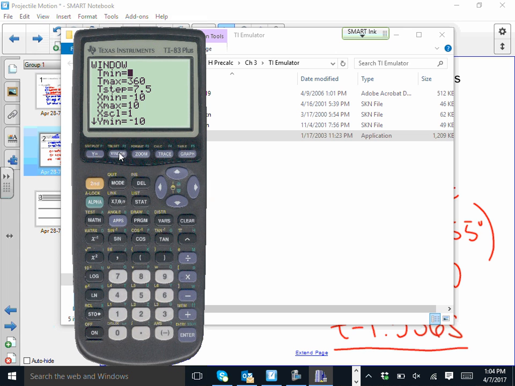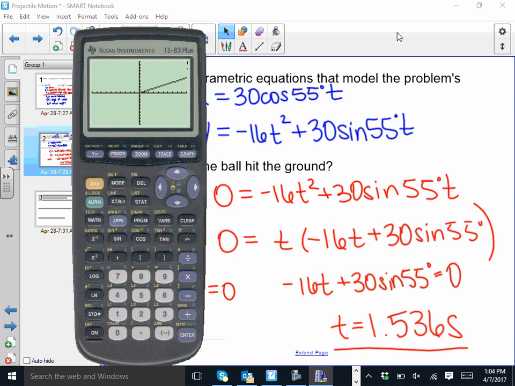Okay. So we're going to go to window. We want our T-min to be, if you go to window, you don't want your T-step to be too large. My T-step was like 7.5. That's not what I want at all. Now my calculator's thinking too hard. It's not going the way that I want it to.